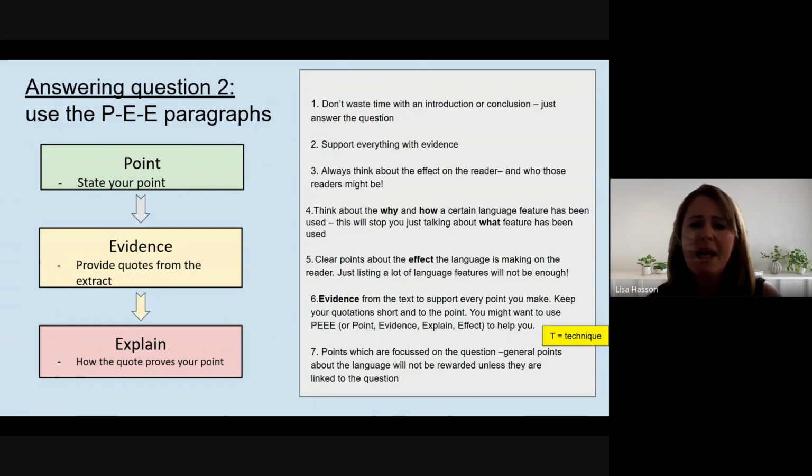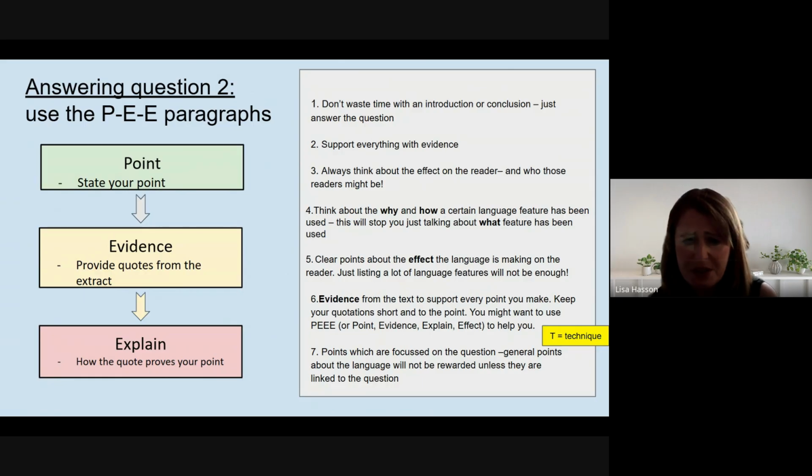Think about the why and the how a certain language feature has been used. It will stop you then talking about what feature has been used. I don't want you to just tell us the writer used a simile. I want you to tell me how the writer used a simile and why they've used that particular simile. What does that do for you? What does it paint a picture of for you? Clear points about the effect of the language is really important, not just listing lots of different language techniques.